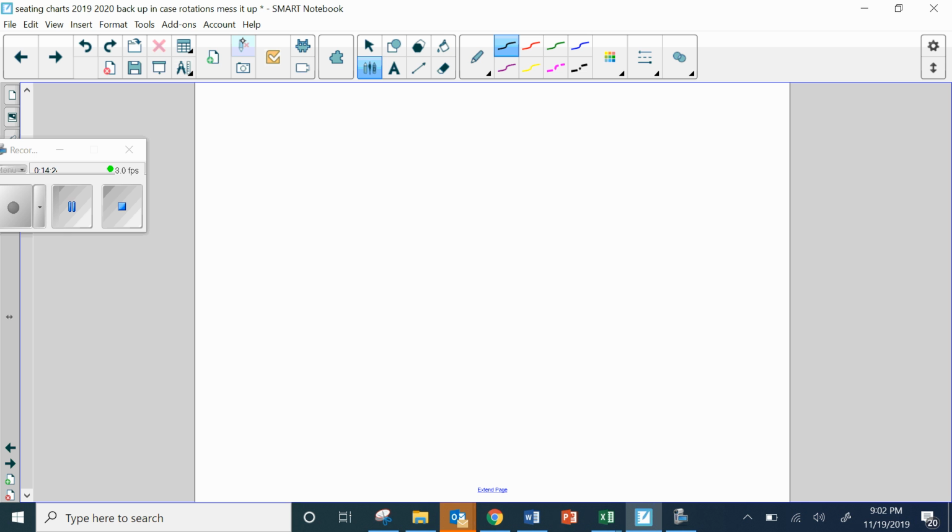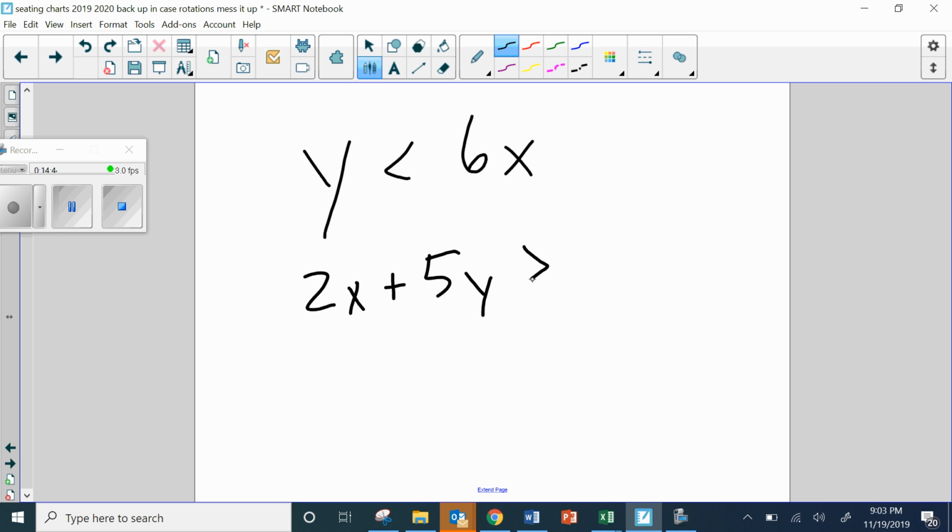Maybe I will. So if I have two equations, y is less than 6x, and then we'll say we have 2x plus 5y is greater than 10. So what I need to do, and let's say I had a point, and make sure I have one that's in there, is the point (1, 4).